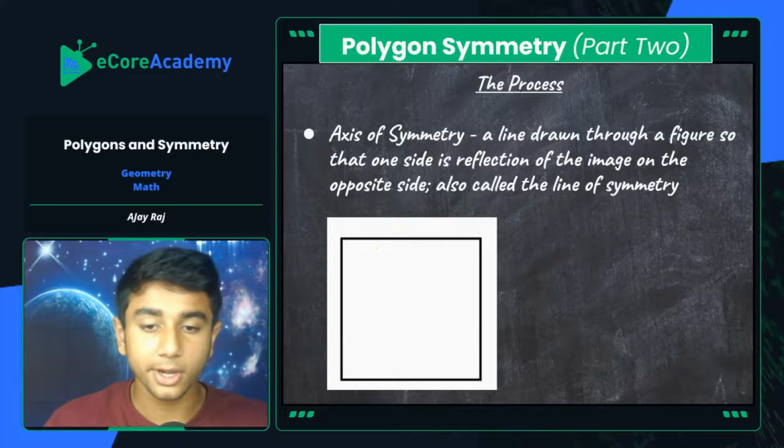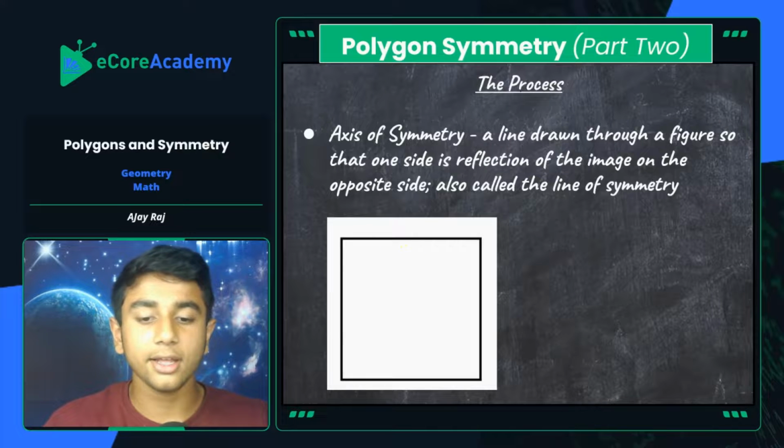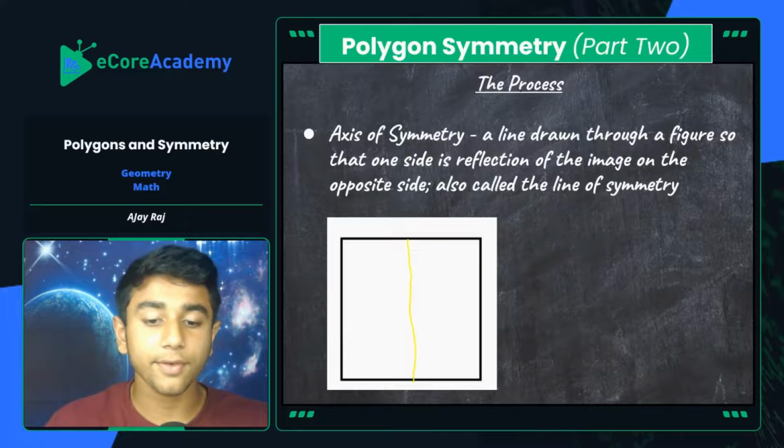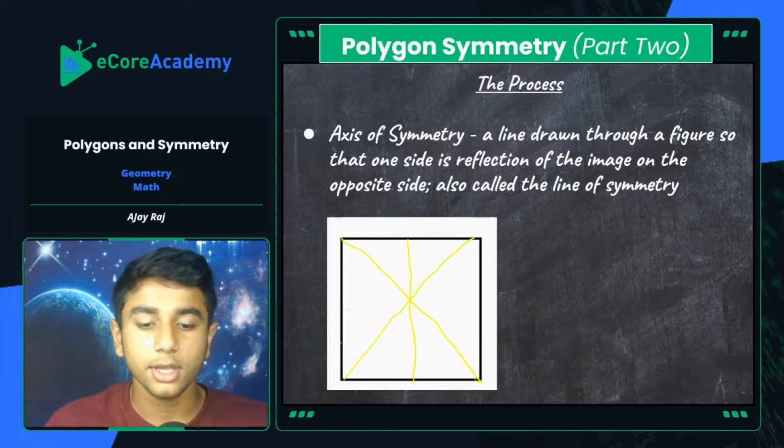So if we're looking at this square here, like I said before, it's basically any line that splits a figure in half, and can flip it over in such a way that it overlaps the other side. So like I just showed you, these are the 4 lines of symmetry for a square. I'm just going to write that down. This is a cool fact to know. These are the 4 lines of symmetry for a square.